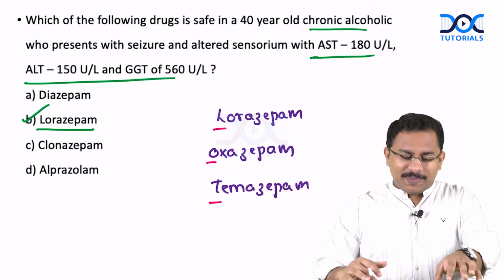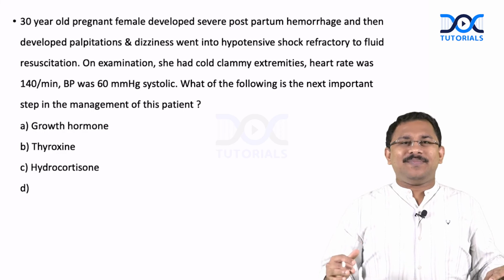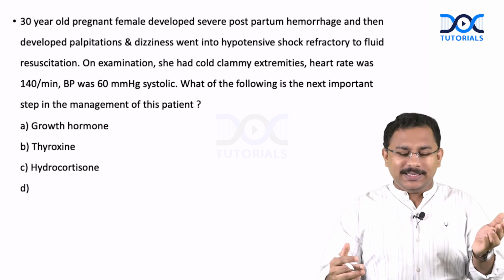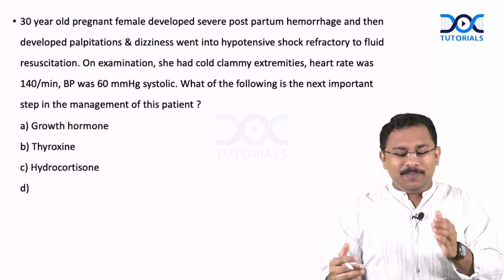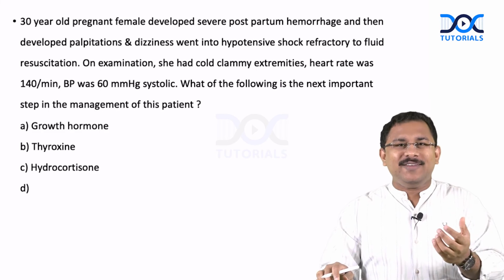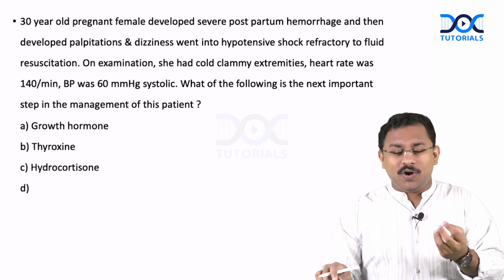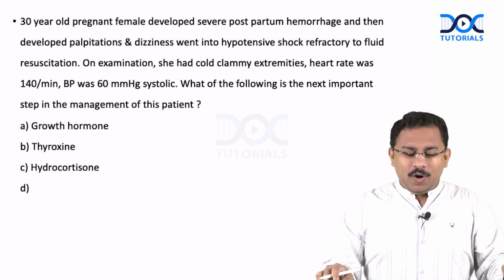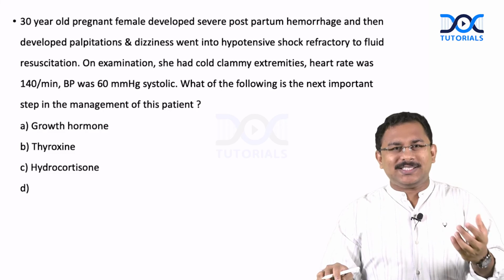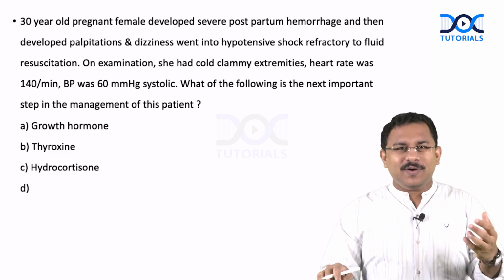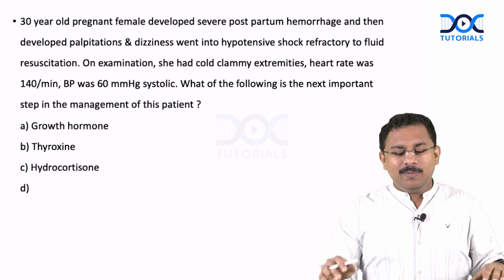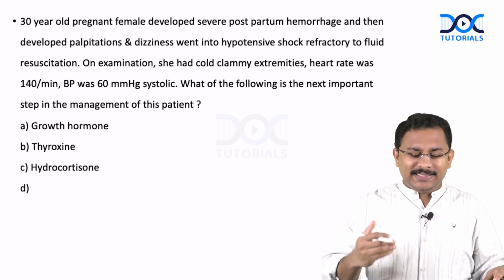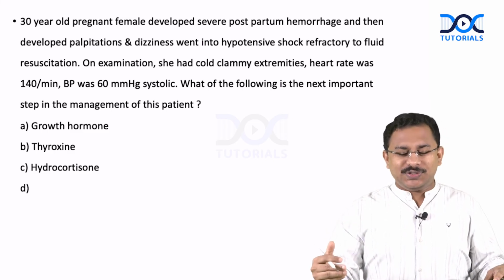All right, so next question, this is regarding a 30-year-old pregnant female who developed severe postpartum hemorrhage and then has presented with palpitations and dizziness, which subsequently went into a hypotensive shock that was refractory to fluid resuscitation. On examination, she is having cold, clammy extremities, heart rate of 140 per minute, BP of 60 millimeter systolic. Which is the next important step in the management of the patient? Is it growth hormone, thyroxine or hydrocortisone?